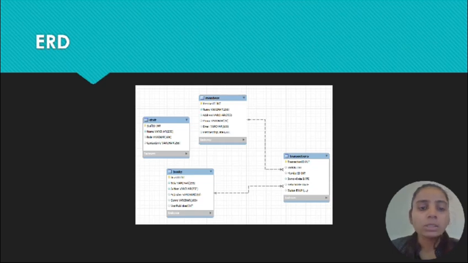We can see all the components of the ERD in this slide, like book, member, staff and transaction, and also we can see how they are interconnected with each other.